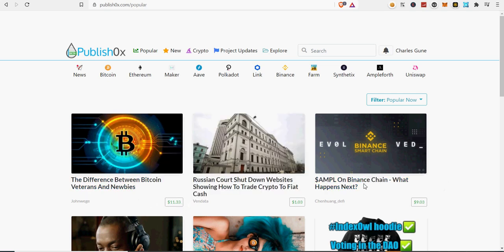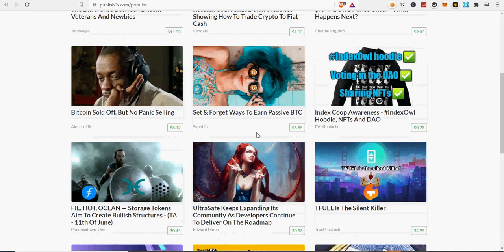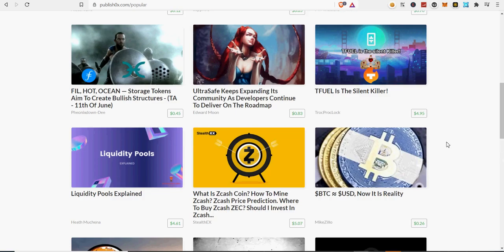I find the most useful place to make cryptocurrency on Publish0x is to find interesting cryptocurrency news in the Popular section. In the Popular section, you can see articles or blogs that have the most user ratings, just like Reddit's upvotes. In Publish0x, higher user ratings are the ones with the most donations. Open up any article you find interesting.